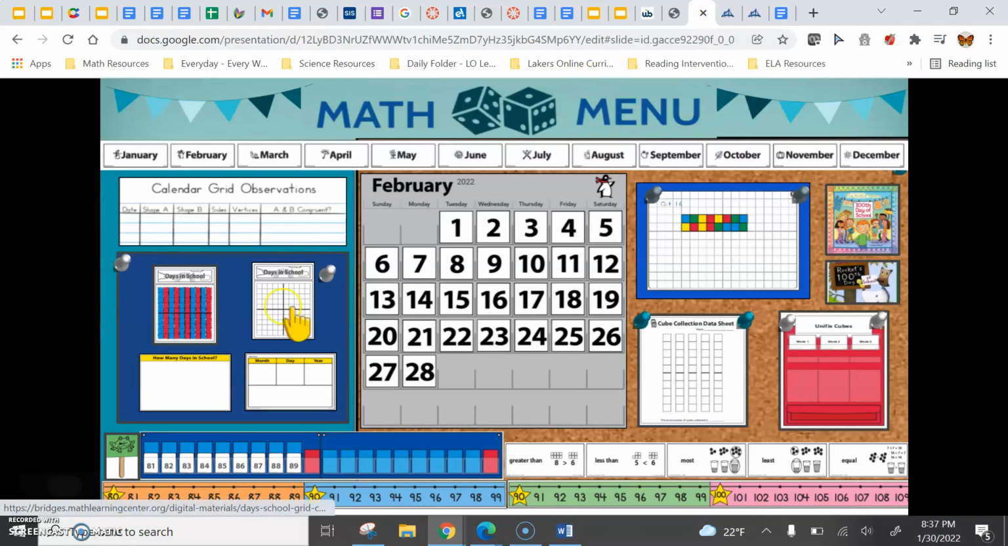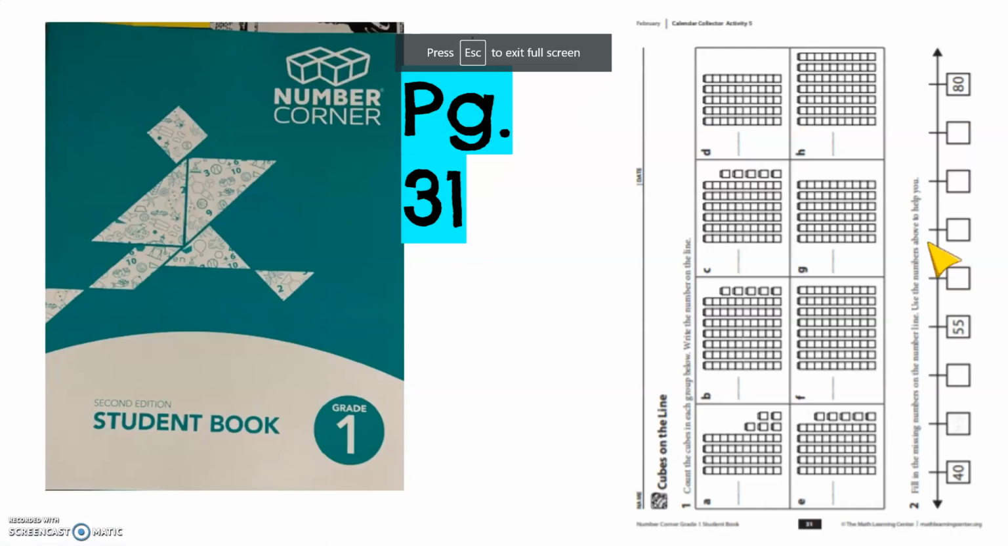All Stars, I have a job for you today. Today, I need you to pull out your Number Corner workbook. The cover of your book looks just like this with blocks on the top and a person made of shapes. And you're going to turn it to page 31. Page 31 in your Number Corner workbook. Pause the video now if you need to go get your book and then come back.